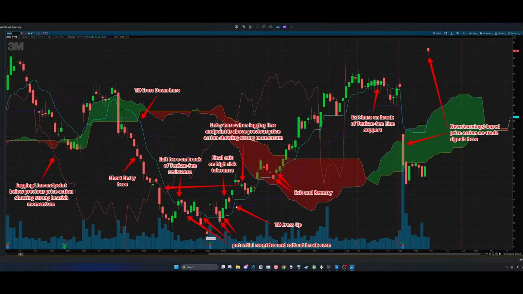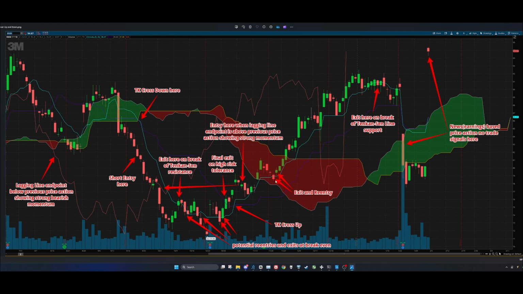So you've got a TK cross up afterwards, and you've got an entry point over here because if you look at this TK cross up, this candlestick is right there. If you move this 26 periods back, you can see that the endpoint, which would be right here, is still beneath previous price action, so you wouldn't be getting in on this candle. However, on this candle, the endpoint of the lagging line is above previous price action, above previous candlesticks. So you would be making an entry for a long position on this candlestick here.